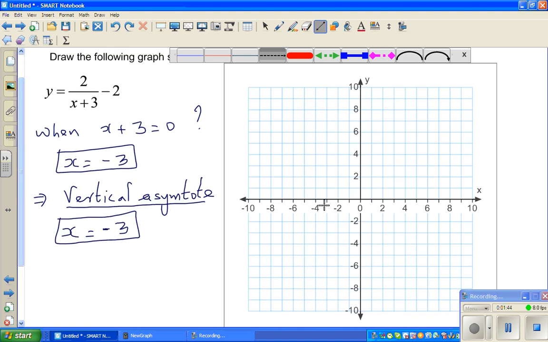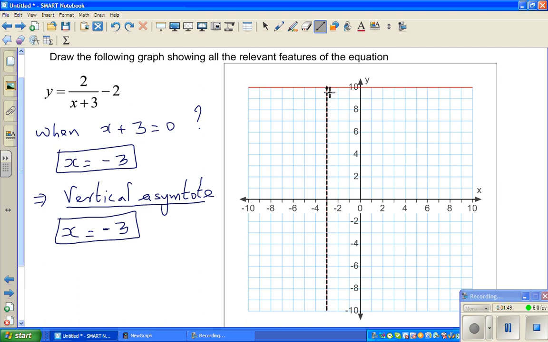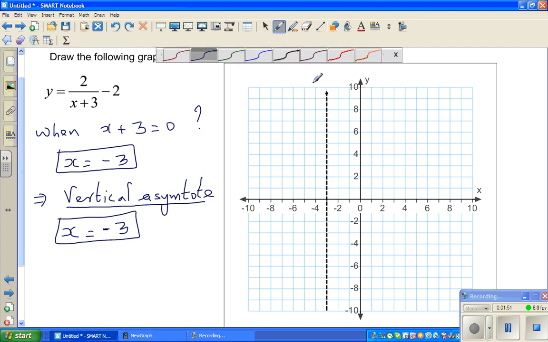So this is negative 3, and I'll draw a wall. This is called the vertical asymptote, and the equation of this line is x is negative 3. Your graph will never touch this, will never approach this. It can come as close as possible, but it cannot touch it. I also call this line a don't touch me line.